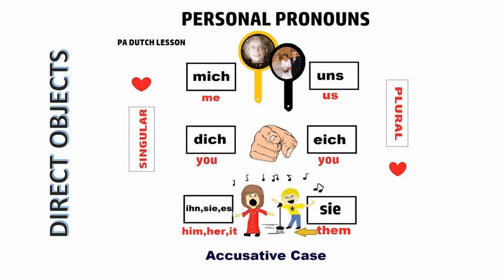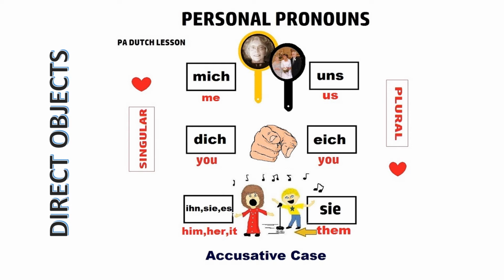The third person plural is them, which is sie. And I'll give you a sentence with that. De Nachbarn gleichen sie. The neighbors like them. They are receiving the action of the verb like. So it's die Nachbarn gleichen sie.